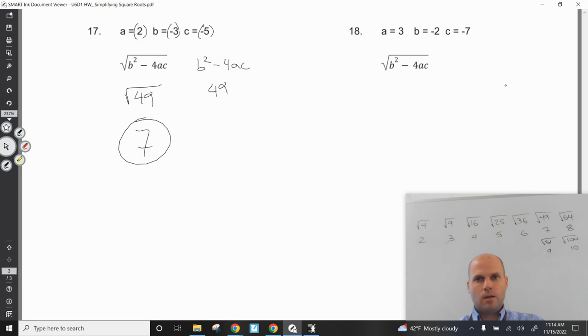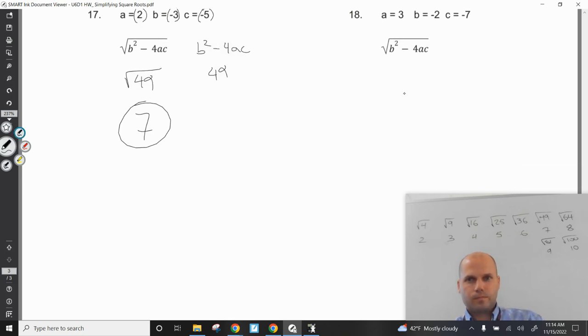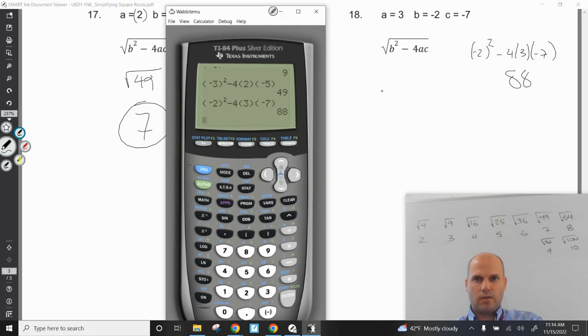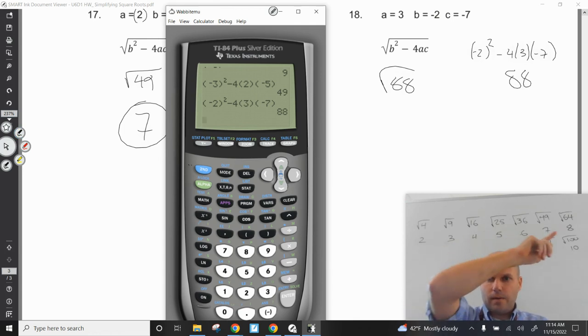Okay? And the last one, b squared minus 4 times a times c. And that's 88. Okay, 88. So I want to take the square root of 88. That's not a nice number. That's not a perfect square. So we are going to try to simplify that.